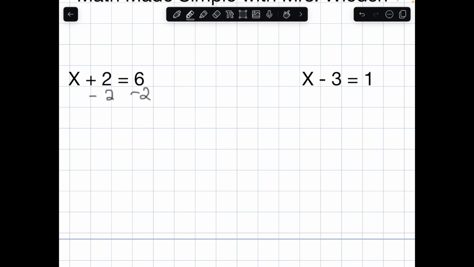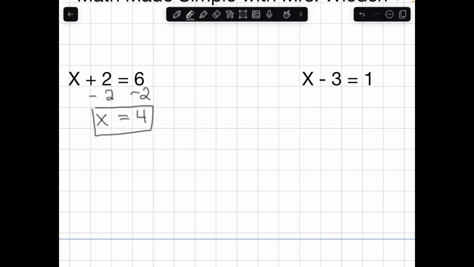Plus 2 minus 2 gives me 0, so all I'm left with on that side is x. So x equals, and on the other side, I have 6 minus 2. 6 minus 2 is 4. So now I know that x equals 4.